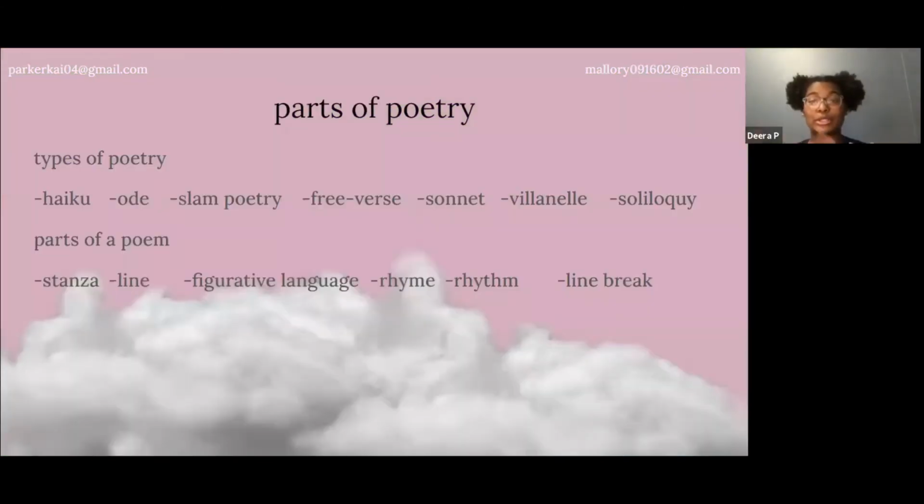So, parts of poetry. We're going to be talking about these 7 types of poetry in later lessons, and then these parts of a poem in this lesson. So, types of poetry, we have the haiku, an ode, slam poetry, free verse, a sonnet, villanelle, and soliloquy. And then for parts of a poem, we have stanza, line, figurative language, rhyme, rhythm, and line break.